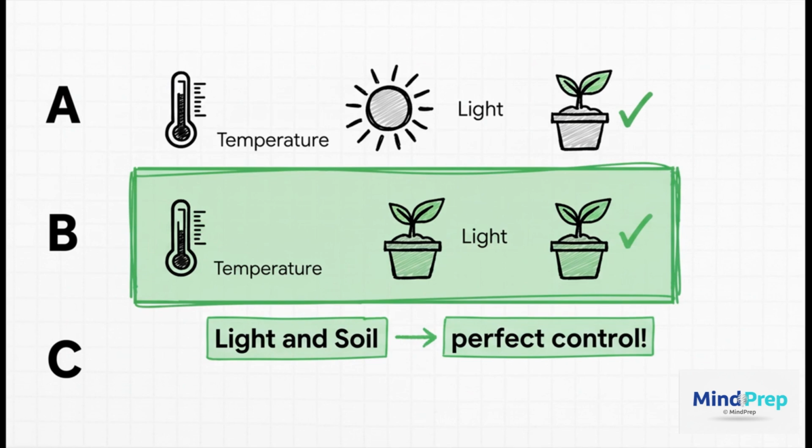Okay, now let's zoom in on experiments A, B, and C. Look at the light column. It says 10, 10, and 10. Perfect. Now look at the soil type column. Same, same, and same. Now that is what we're looking for. The light and soil are our controlled variables.